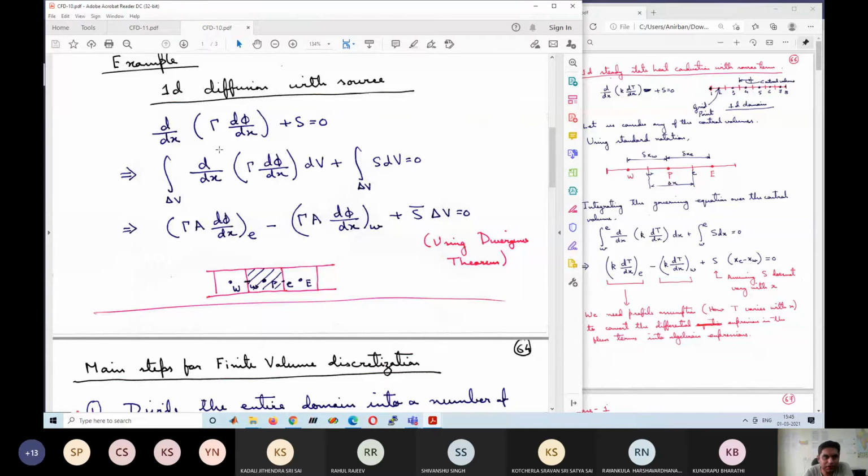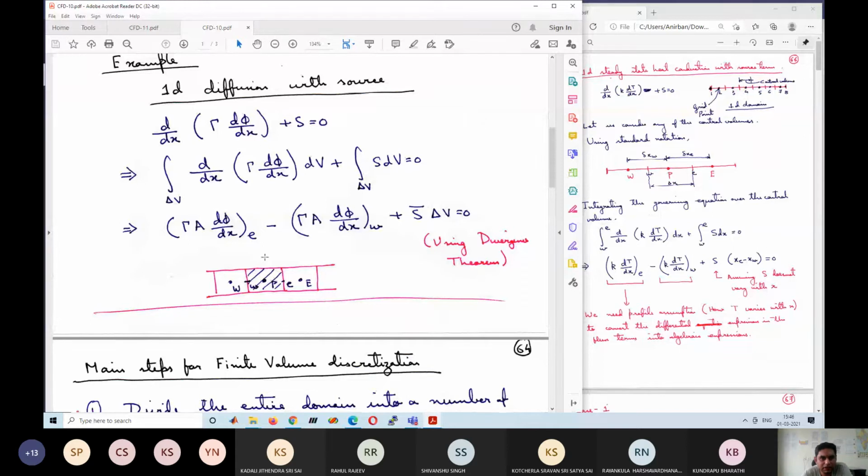And if you do this using the divergence theorem, we can write this as gamma A d phi dx at the east interface minus gamma A d phi dx at the west interface, plus averages over the control volume into delta V, where delta V is the size of the control volume. So this step means converting the volume integral to this flux form using the divergence theorem.